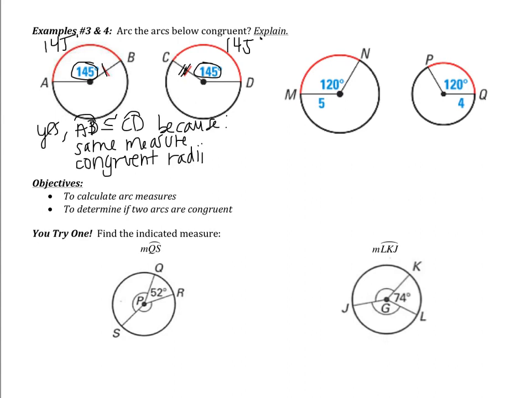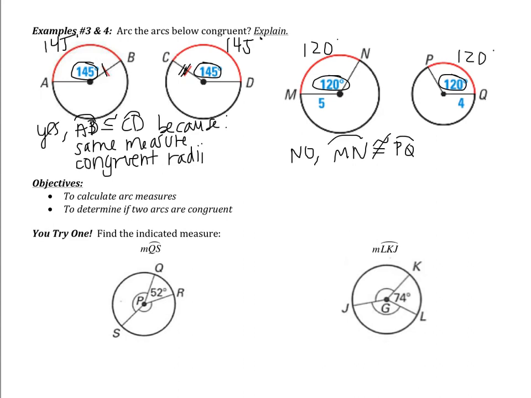Okay, so let's see how we did. You should have said no. Arc MN is not congruent to PQ. Do they have the same measure? Yes, they have the same measure. Both have central angles of 120, so the arcs are 120.